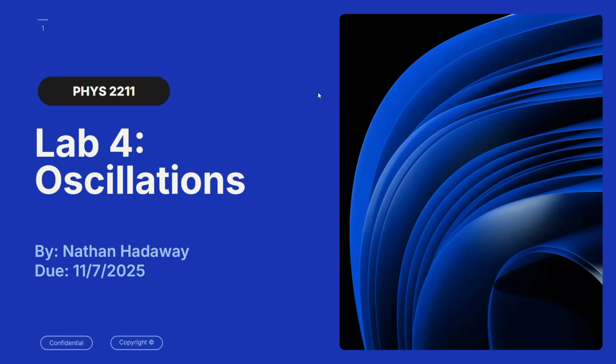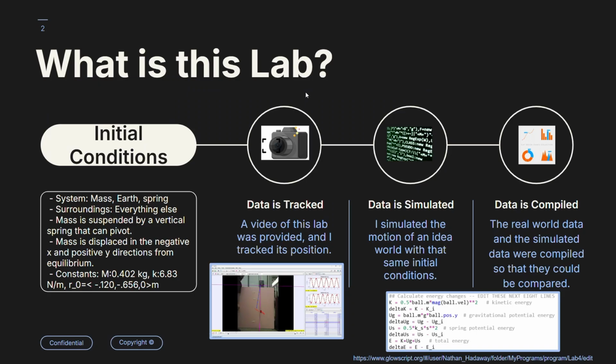Hello, my name is Nathan Hadaway, and this is my Physics 2211 Lab 4 lab report on oscillations. So what is this lab? Well, this is a lab where we took a mass of about 0.402 kilograms.